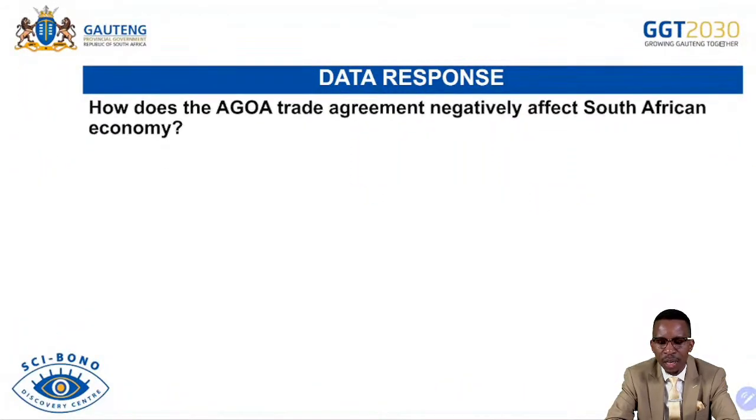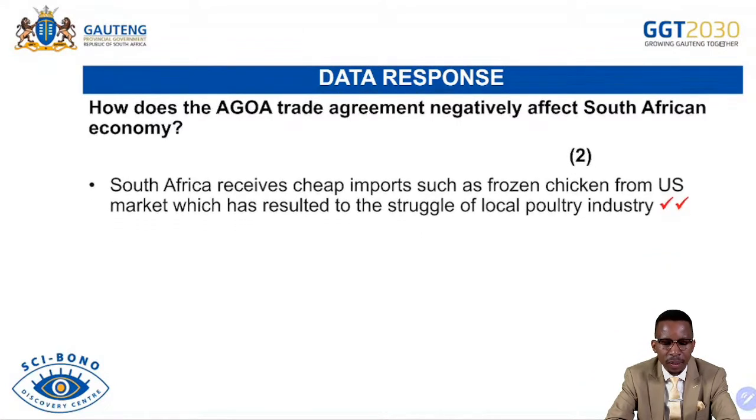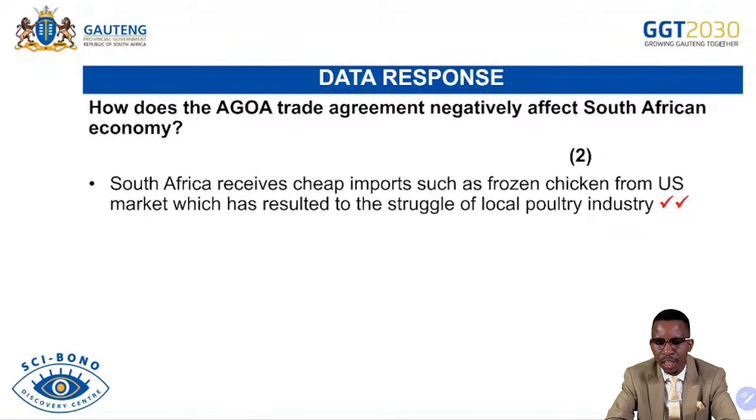How does the AGOA trade agreement negatively affect the South African economy? South Africa receives cheap imports such as frozen chicken from the US market, which has resulted in the struggle of the local poultry industry. We know that we are receiving imports of frozen chicken from the US market, which is relatively cheap, and that has resulted in the decline of our local poultry industry because our local frozen chicken is relatively expensive compared to the imported cheap frozen chicken from the US market.